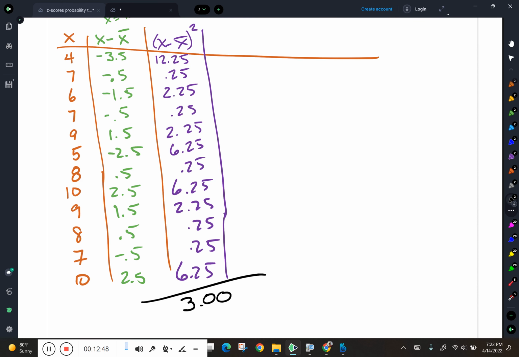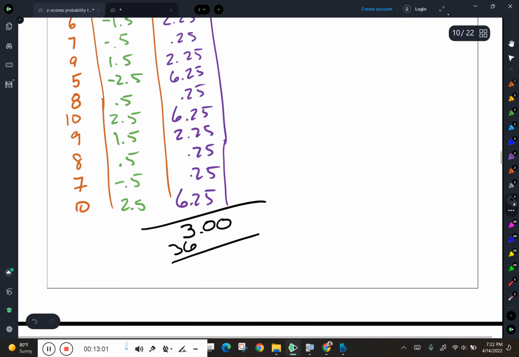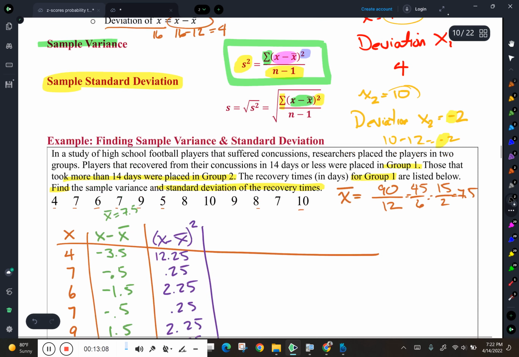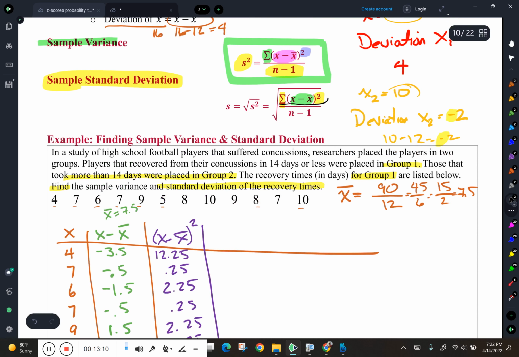Now I'll add up the whole numbers. That's 12, 13, 14, 15, 16. 16 and 6 is 22. 22 and 6 is 28, 29, 30, 36. And so another 36 for a grand total of 39.00, but 39. Okay. So now I've added up this entire numerator.